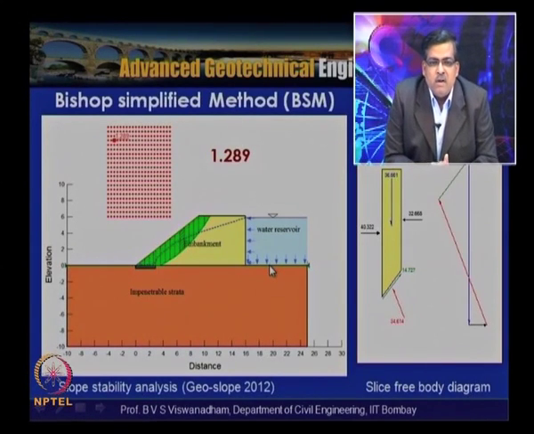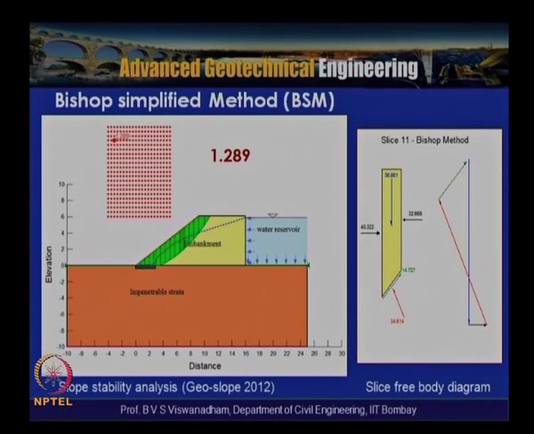Let us see what we get when we perform the seepage analysis. This is called the phreatic surface, being the uppermost flow line, and this is the equipotential line, with the head equal to 0 here. The soil below this is saturated, and once these conditions prevail, it is said to be subjected to steady state seepage conditions.